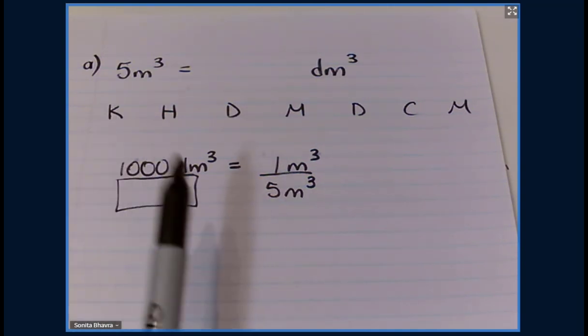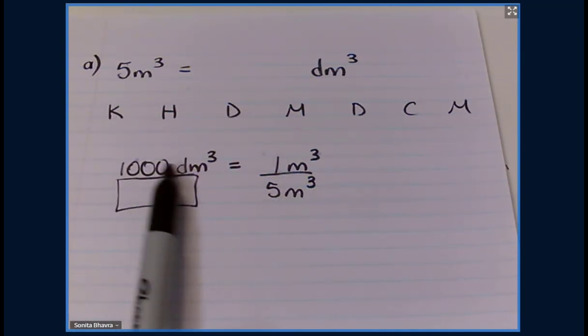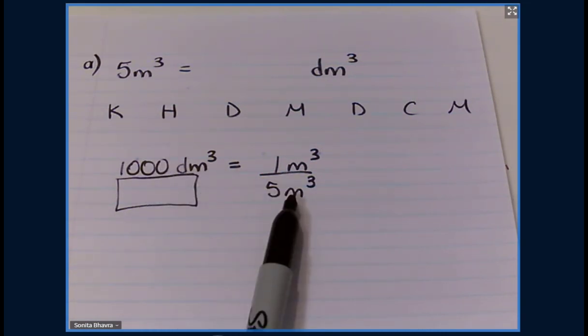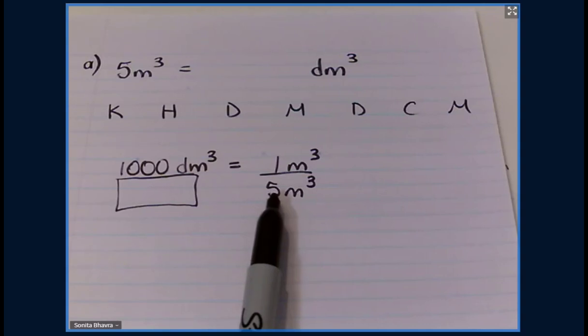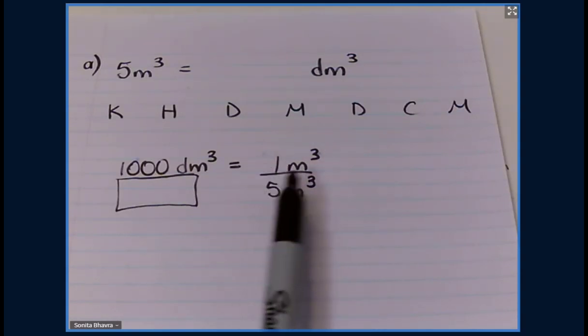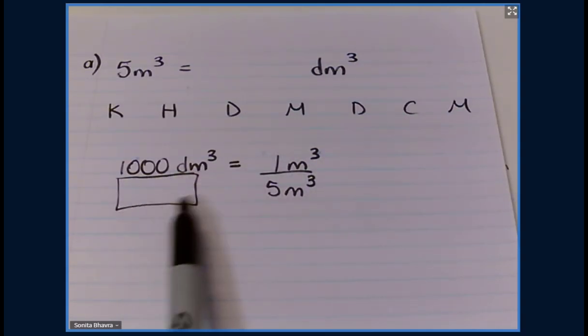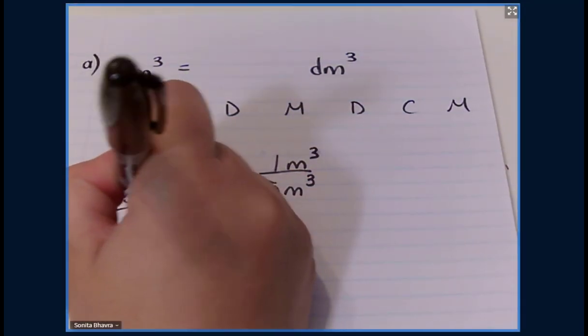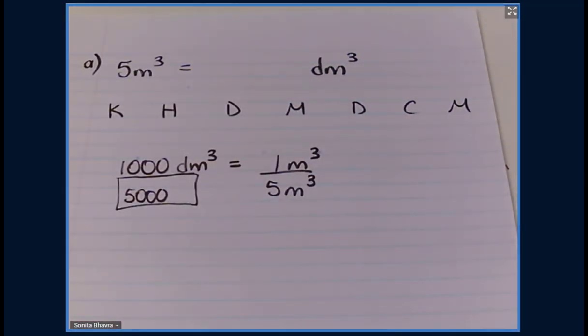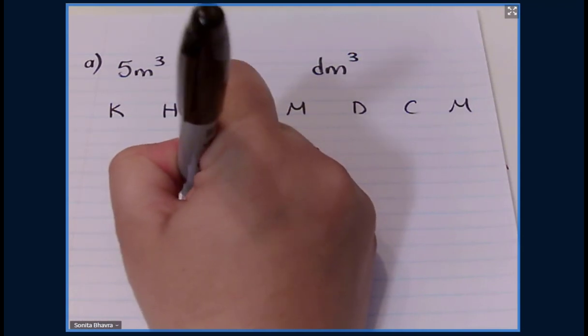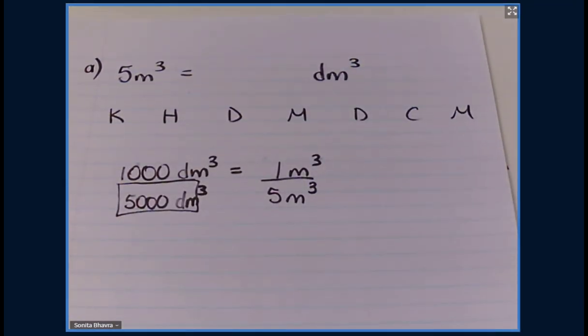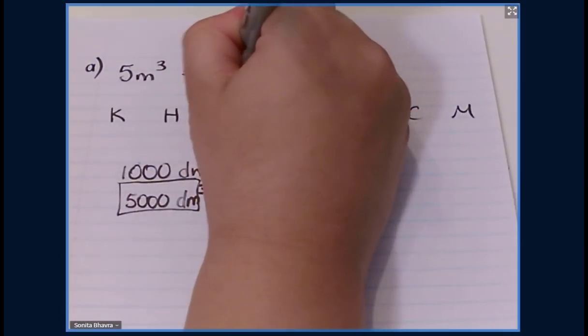Cross multiplication is when you multiply the two numbers that are diagonal from each other, and then you divide by the number that's by itself. So 1,000 times 5 divided by 1 will give us our answer. 1,000 times 5 is 5,000, divided by 1 is still 5,000. So our answer here is 5,000 decimeters cubed.